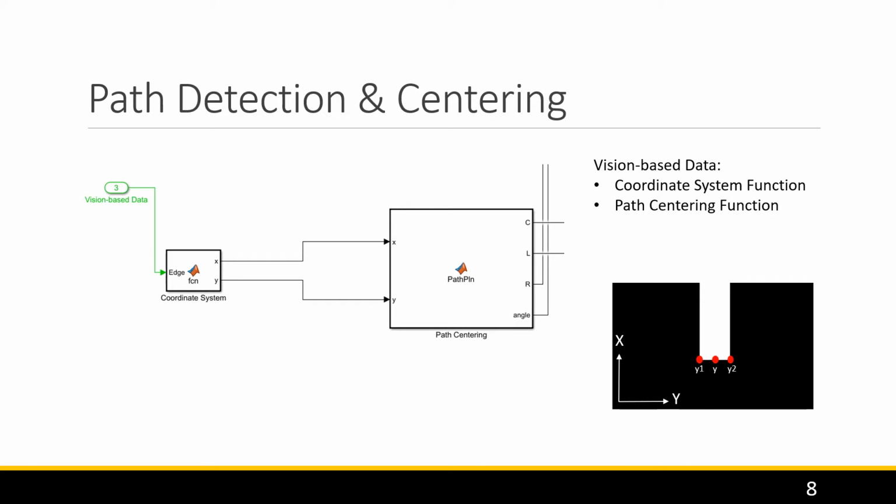For the path detection and centering, the non-converted vision-based data is passed through a coordinate system function. The purpose of the function is to create an x and y coordinate system based on the number of pixels in the image the drone produces, a 120 by 160 image. Then the coordinates are taken to the path centering function, in which it locates the edges of the path, denoted by y1 and y2, and finds the midpoint of the path, represented by y. If the drone deviates from the center, then the code will calculate the new distance from the edges of the path. This function will also determine if the track is angled or completely straight.